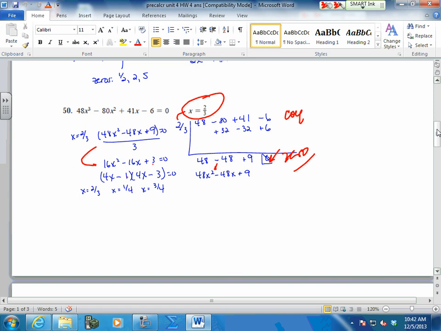If we want to see this algebraically, you could take this original one, you could use your quadratic on that. I would get rid of a common factor. That looks a lot easier.